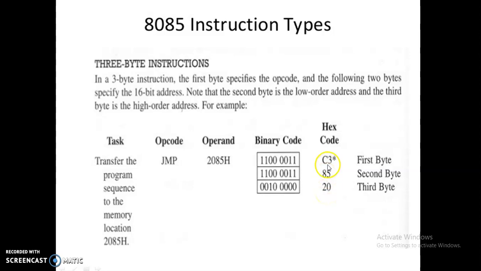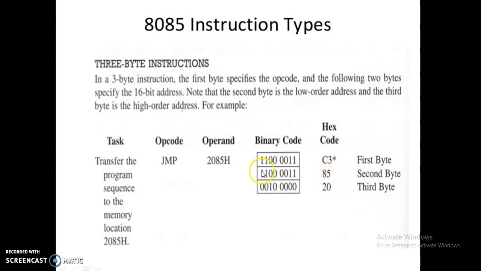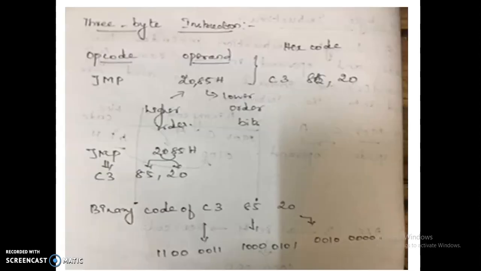the higher order address. Okay, this C3 is converted into binary code. C's equivalent binary code is 1100, 3's equivalent is 0011. And 8's equivalent binary code is 1000, 5's is 0101. Here this is 2, this is 0. Okay, in a 3 byte instruction, the first byte specifies the opcode and the following 2 bytes specify the 16-bit address. Here you can see in detail, JMP is the opcode, the operand is the memory location here. This is converted into hexadecimal code, as JMP is equivalent to C3.